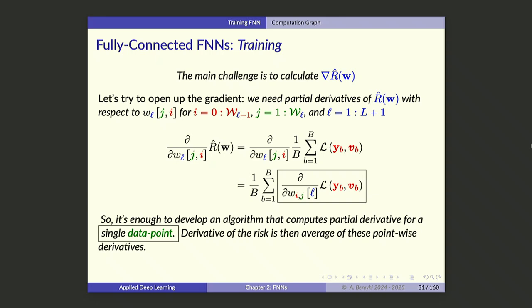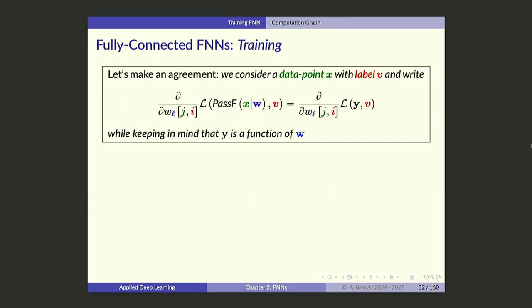Everybody's clear? Okay. So up to this point, nothing is specific. This is why from now on I am going to drop that index B in all of the formulations. From now on, you always think that my whole data set contains one pair of data and label. Because basically, if I can do this, I can generalize it to any data set, correct?